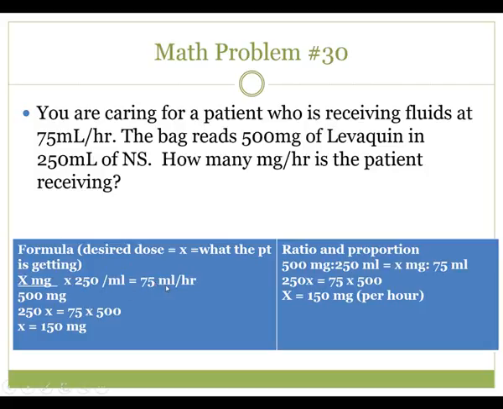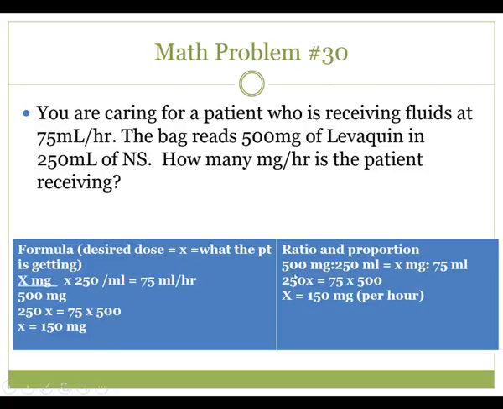I don't like flipping these formulas around, but you technically can. You can say your desired dose is X. We don't know how many milligrams they're getting. Over your available dose, which is 500, times the quantity, which is 250, comes out to 75 mils an hour. So you could just kind of backtrack it that way and solve for X, and you come out to 150 milligrams as your desired dose. That's the dose that they're actually getting.